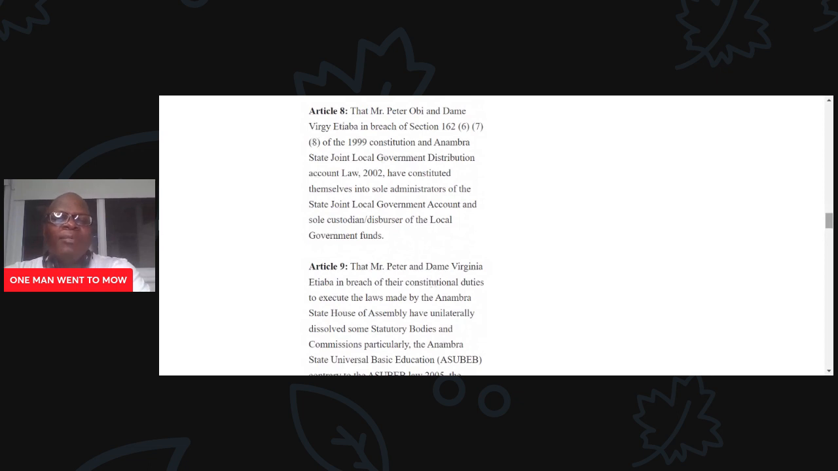Article 8, that Mr. Peter Obi and Dame Virgie Atiaba, in breach of Section 162, subsection 6, 7, 8 of the 1999 Constitution and Anambra State Joint Local Government Distribution Account Law 2002, have constituted themselves into sole administrators of the state joint local government account and sole custodian disburser of the local government funds. So they cornered essentially the local government financing.